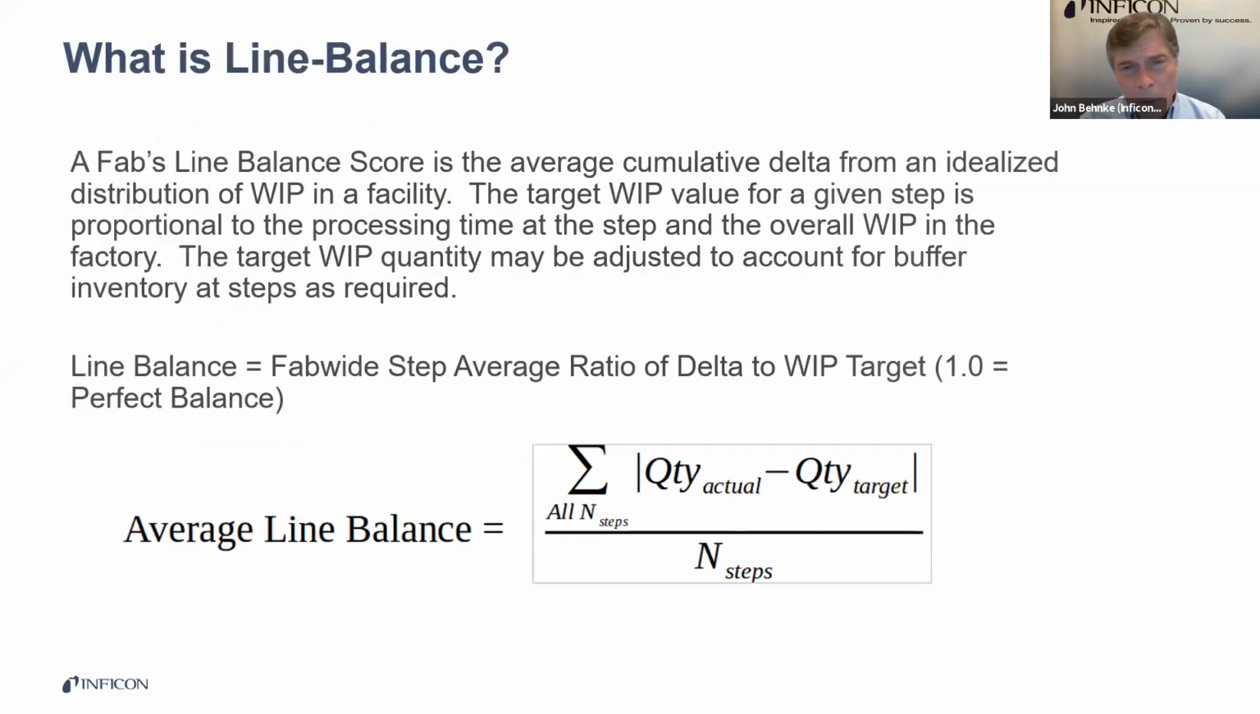So what is line balance? It seems like a real obvious thing, but basically a line balance score is the average cumulative delta, or difference, from an idealized distribution of WIP or inventory in a factory. This target value for each step in the entire operation is proportional to the processing time at the step and the overall WIP in the factory. So it's not as simple as saying I've got 1,000 steps and 10,000 wafers, so it's 100 each. It doesn't work that way.